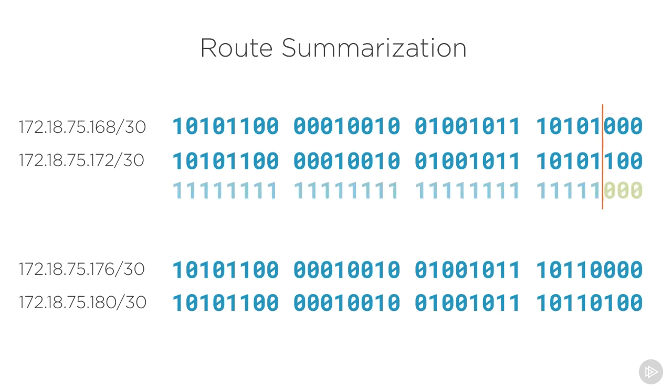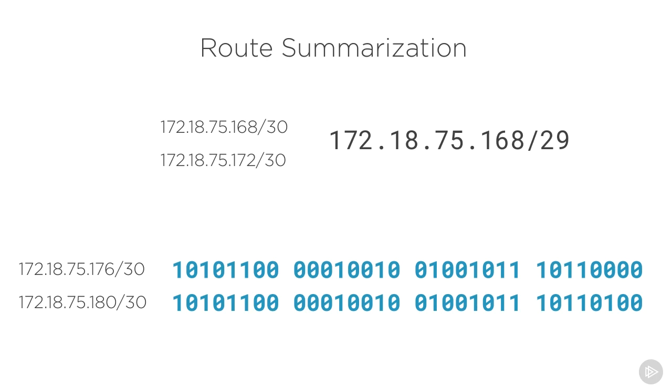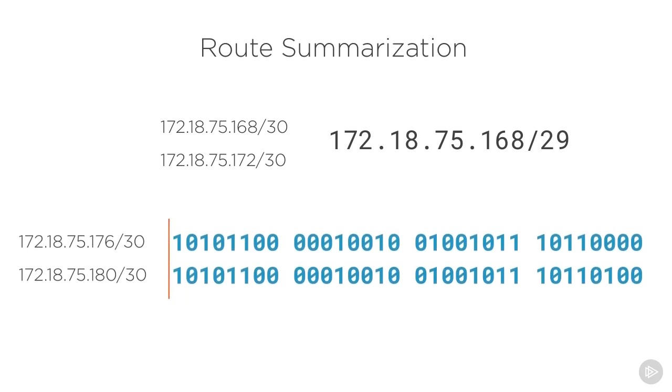So now what I can do is I can apply that mask of /29 to the 172.18.75.168 address. /29 allows me to summarize those 2 networks into one statement. If I then look at the bottom 2 networks, I can apply the same rules here. We find the matching bits, which are the first 29 bits.